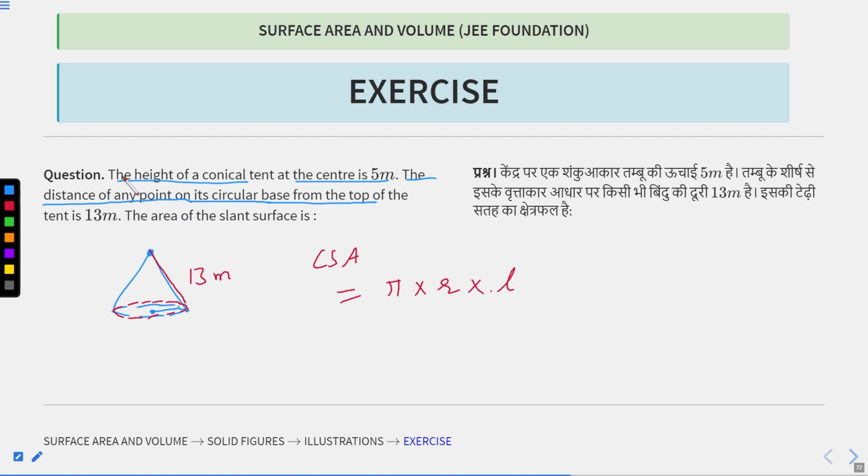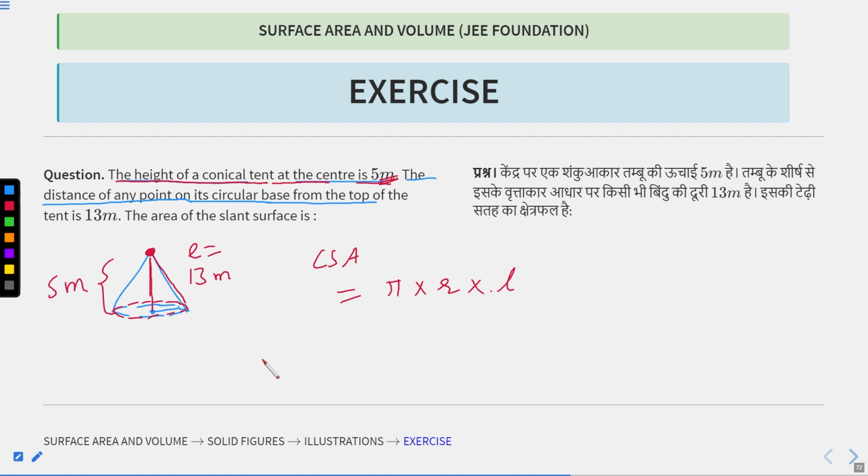Now we are given the height of the conical tent at the center is 5 meters. So the height is 5 meter, not centimeter, it is given to me in meters. And the distance from this point to any point on the circumference of the circular base is 13 meter, that means l is given to me as 13 meter.